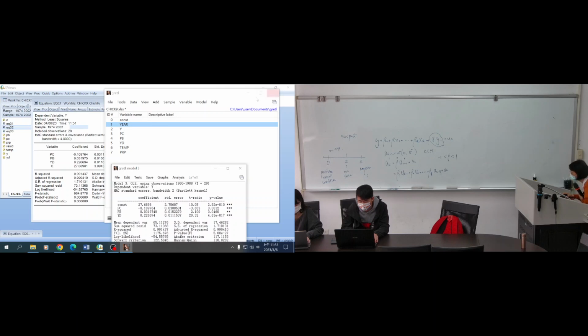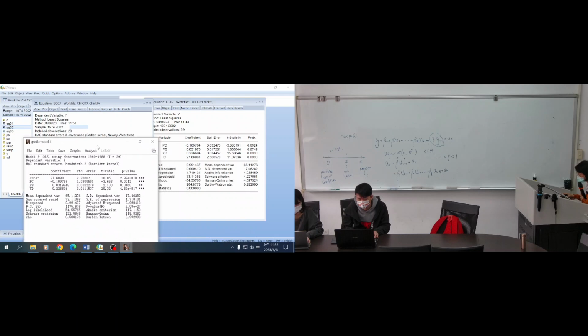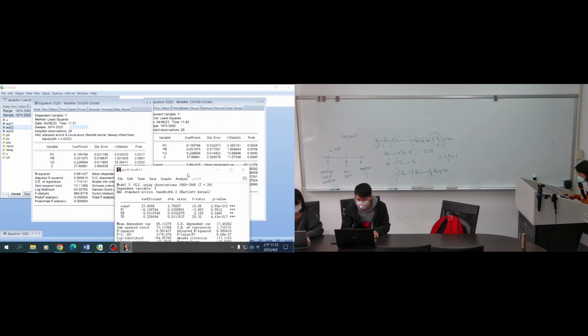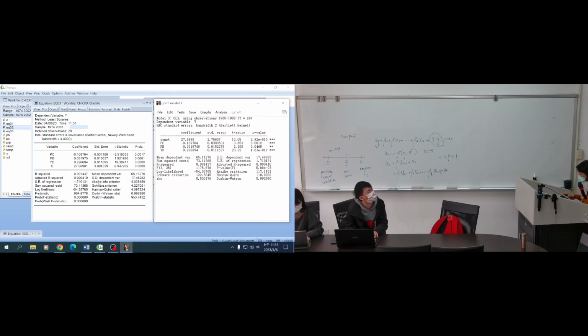HAC, this one? Let me have this one. Okay. Yeah, still they have a little bit difference. A little bit difference, right? Okay, this one coefficient is exactly the same, but the standard error is a little bit different. Okay? But the significance is the same.